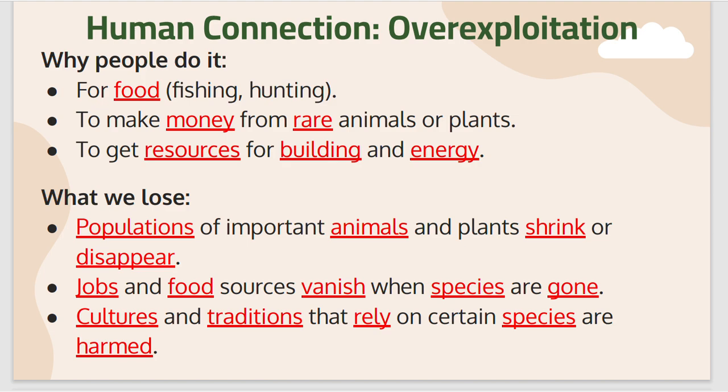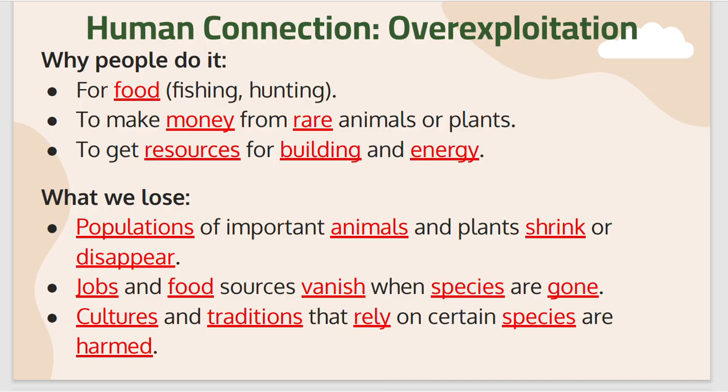And then essentially we can either just completely lose the populations, or those populations can shrink considerably to where they get put on the endangered list. They are in danger of going extinct. We can also lose jobs and food sources when that species is completely overexploited and taken advantage of to the point that they disappear.